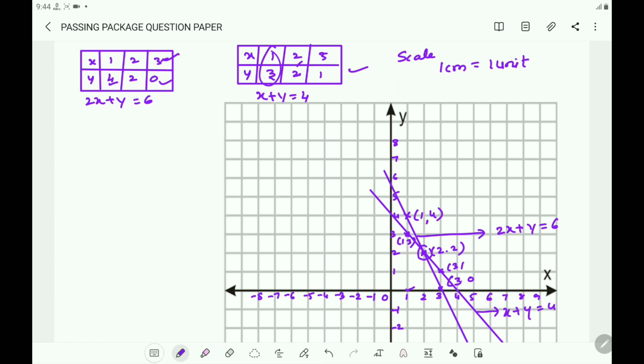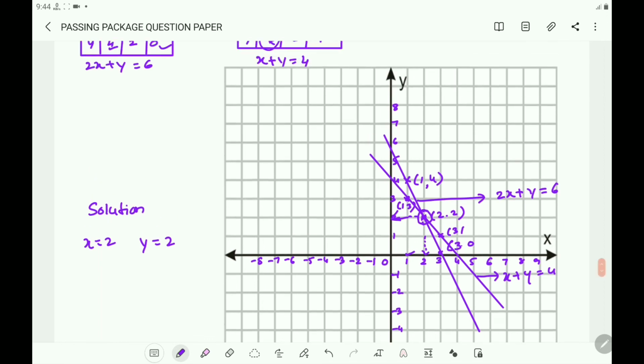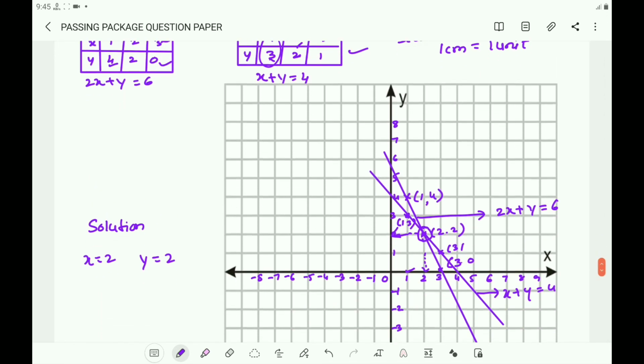Both the lines intersect at the point 2, 2. So here the values of x and y you got are 2, 2. Solution you write. Solution: x equals 2, y equals 2. This way you can solve the given pair of linear equations graphically.